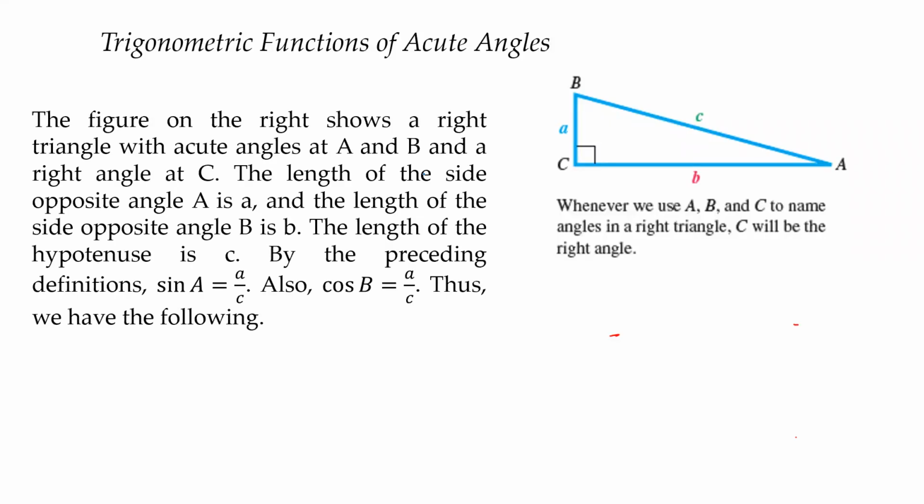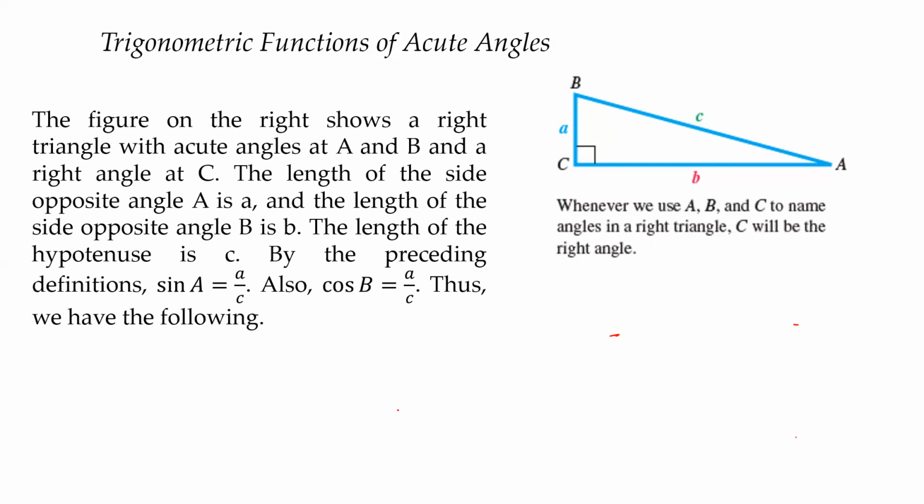The figure on the right shows a right triangle with acute angles at A and B, and a right angle at C. Of course, we can always tell that an angle is a right angle if there is a box provided. That is somehow the way we differentiate the different angles. The box, we associate it with 90.